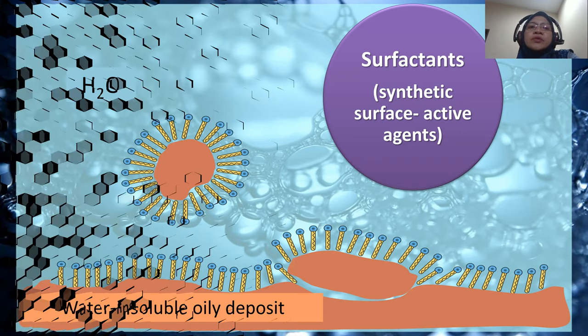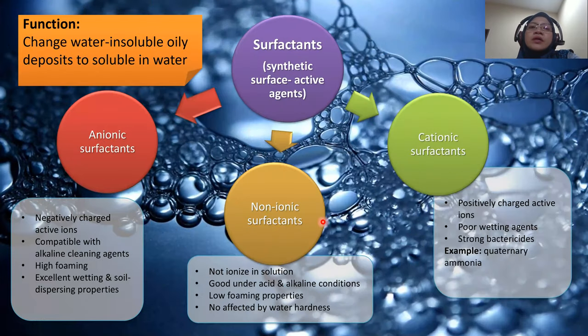There are three main groups of surfactants. Anionic surfactants are negatively charged active ions when in solution. They are the most applied surfactant in cleaning as they are compatible with alkaline cleaning agents. Anionic surfactants have excellent wetting and soil dispersing properties. However, they are high foaming and thus limit their application in cleaning in place.